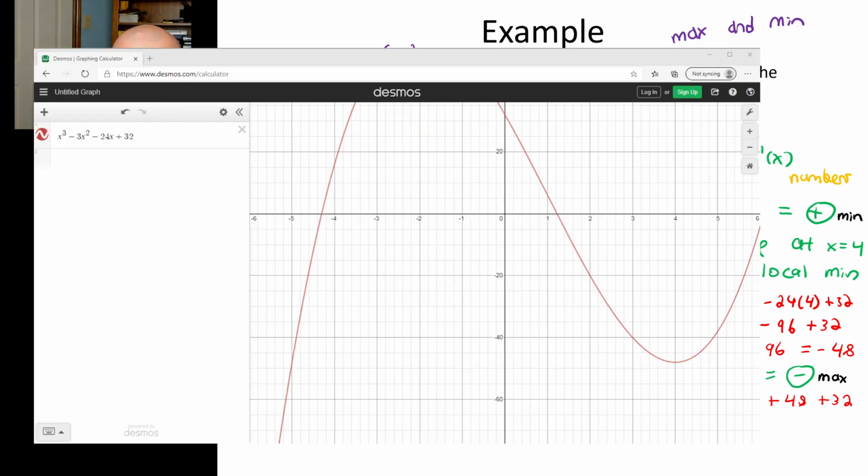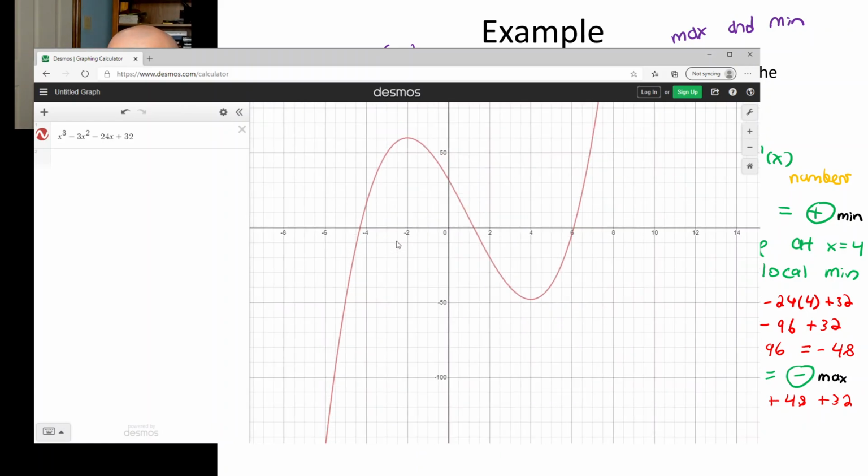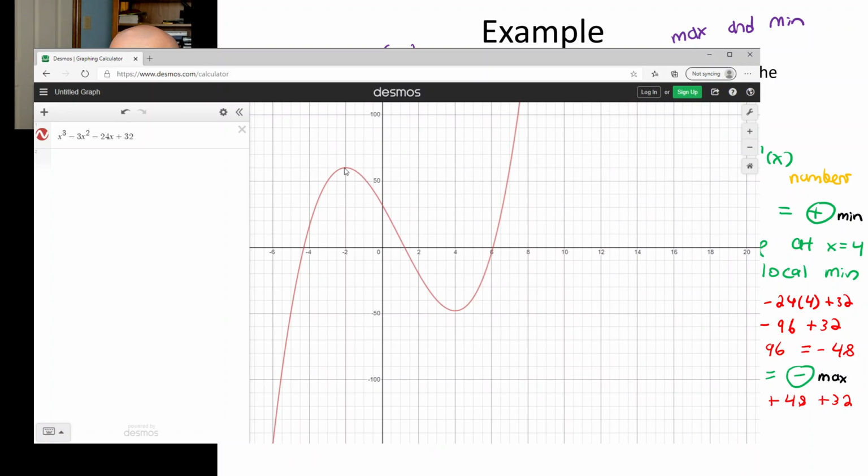All right, and what does it look like? So I just pulled up a graph of that function. There it is. We found that there is a local max at negative 2, 60, and a local min at 4, negative 48, without making a number line, without choosing test values.